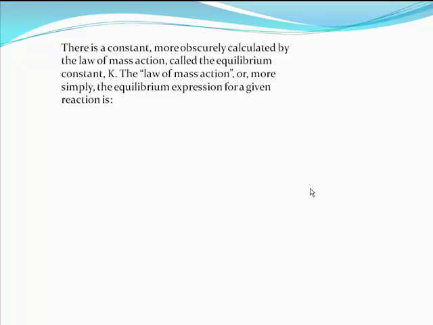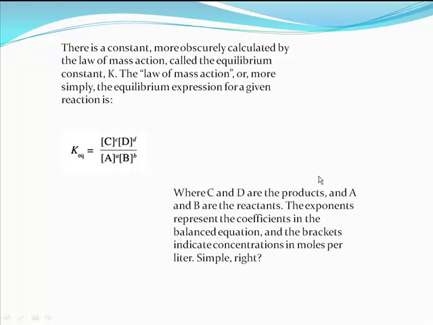There's a constant, more obscurely called the law of mass action, which is really the equilibrium constant K. The law of mass action, or more simply the equilibrium expression for a given reaction, is this, where C and D are the products and A and B are the reactants. The exponents represent the coefficients in the balanced equation and the brackets indicate concentrations in moles per liter.